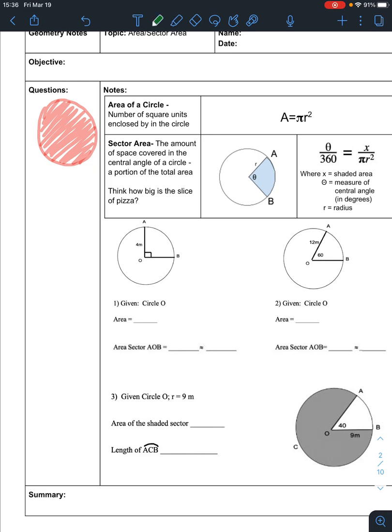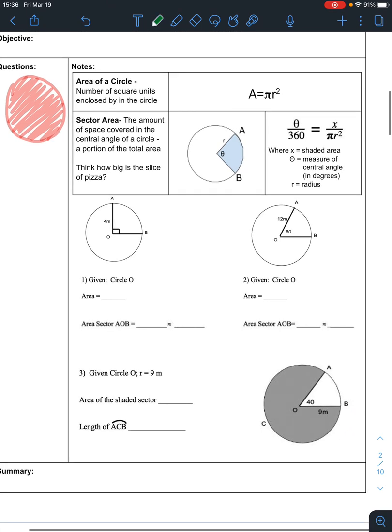And we find that by taking pi times r squared, and r is the radius. So it's confusing because circumference is 2 times pi times r, and area is pi r squared. There's a 2, there's a pi, and there's an r in both equations, so you have to be careful. 2 times r is different than r squared, which is r times r. So be careful with that. So area is pi r squared.